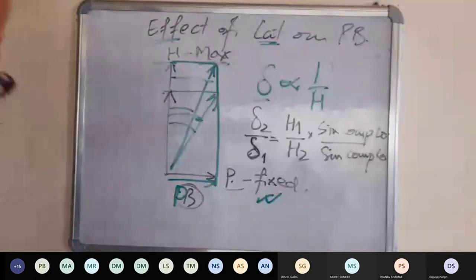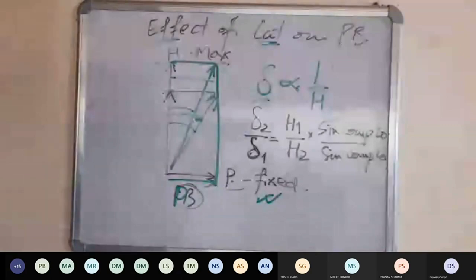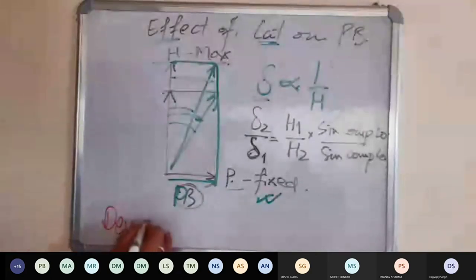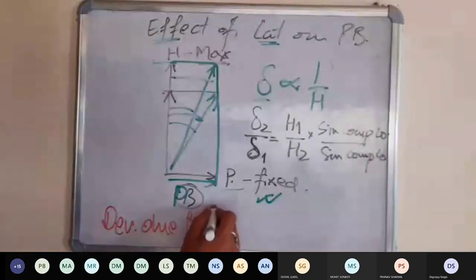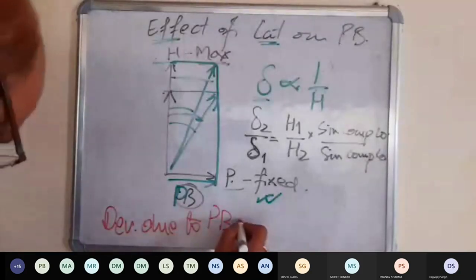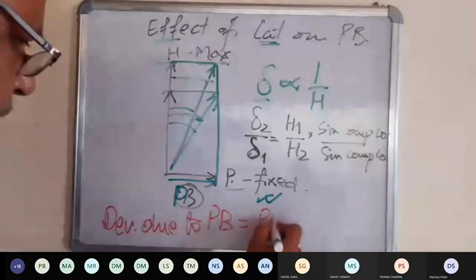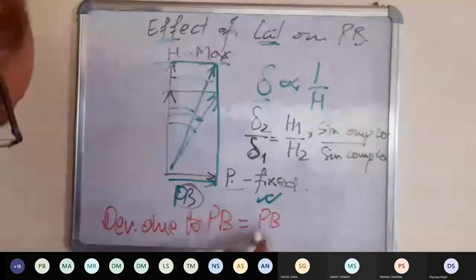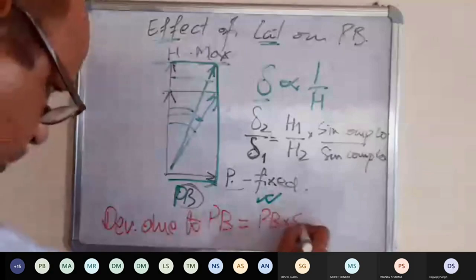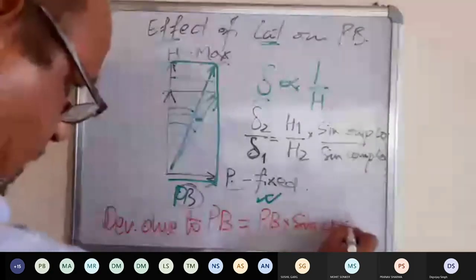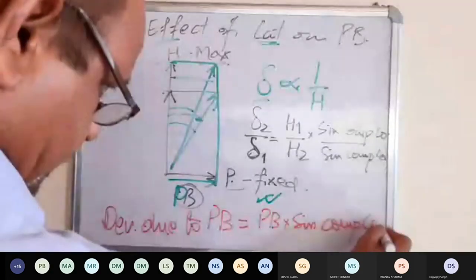So in a nutshell, what we can say, that deviation due to PD is equal to PD into sine compass course.